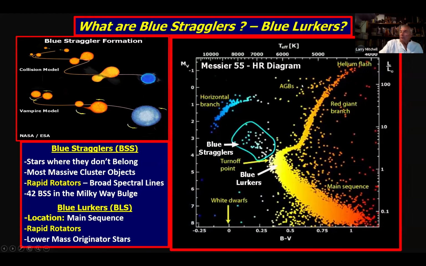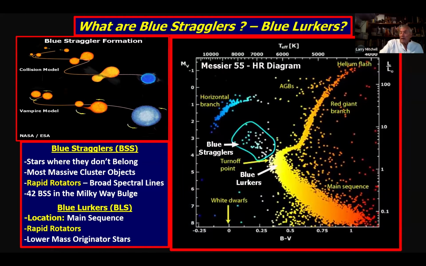And if we plot these on a Hertzsprung-Russell diagram, they're beyond the turnoff point. They're where stars should not be, but nevertheless, they are there. And that's the conundrum, because how do we explain this? And the best explanation is it's two stars that merged into one, and these are now the most massive stars that are located in the star cluster. And as I say, they're discovered because of their position on the HR diagram, but also because of their rapid rotation.